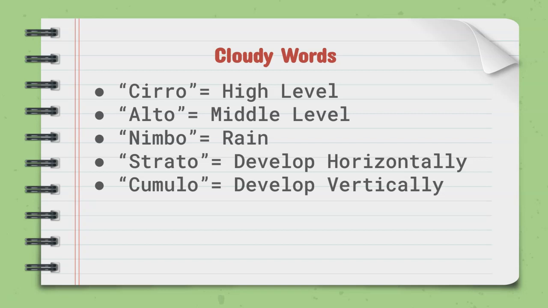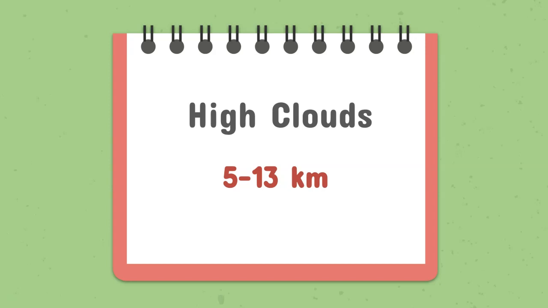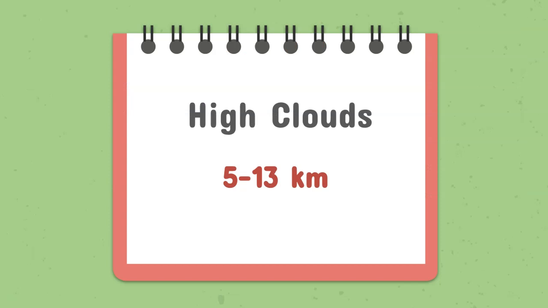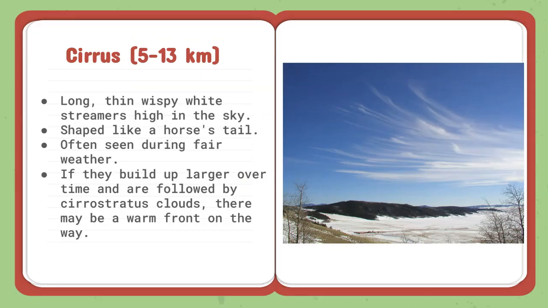And hopefully these will make more sense when you're able to put these together with pictures and the remainder of our notes. So we're going to start off with the high level clouds. So if we look back here, we're going to start off with cirro. And that should be a pretty common theme in these clouds. And these clouds are found 5 to 13 kilometers above Earth's surface. The first cloud is the cirrus cloud.